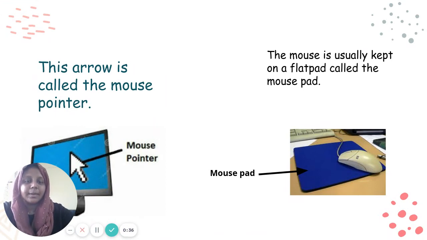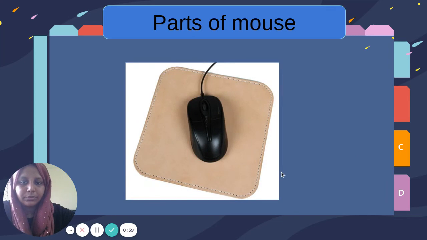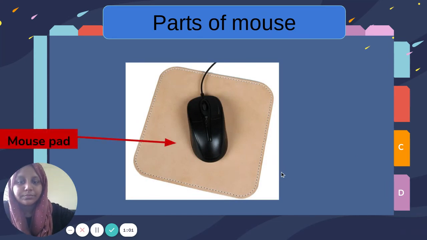Mouse is usually kept on a flat pad. In the second picture you can see a blue cloth like thing on top of which the mouse is kept. So that is called the mouse pad. So we keep the mouse on top of the mouse pad so that it can move easily, and it is also protected from any dirt. So the cloth that is kept beneath is called the mouse pad.